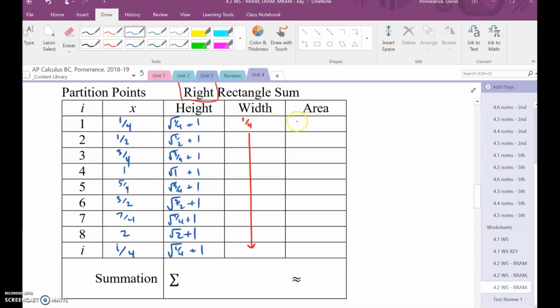We've got 1/2 plus 1 is 3/2. We're going to multiply that by 1/4, which is going to give us 3/8. That's the area of the first rectangle. Most of them aren't going to work out nice and neat because the square roots aren't going to be rational answers. So I'll just say we're going to multiply our height times our width to get our area, but really the most important one is down here. We're going to take our height of the square root of i over 4 plus 1. That's our height. Our width is 1/4, and that is exactly what we're going to put in the summation.